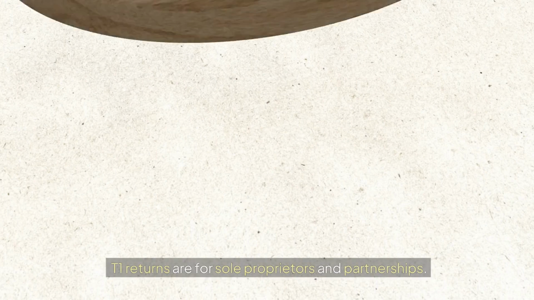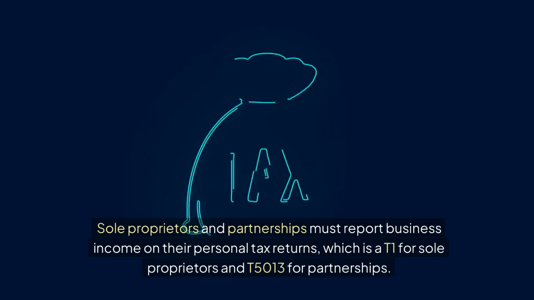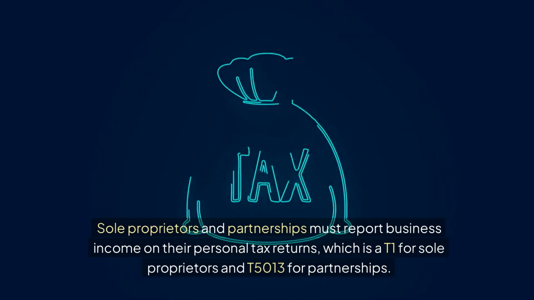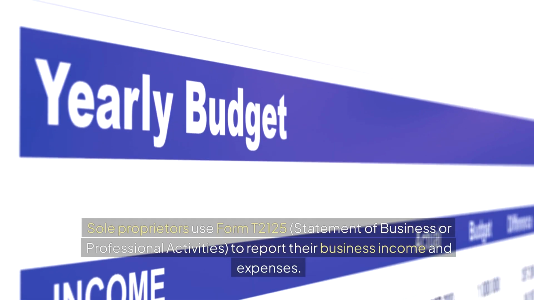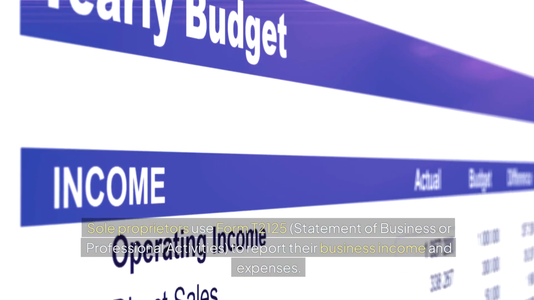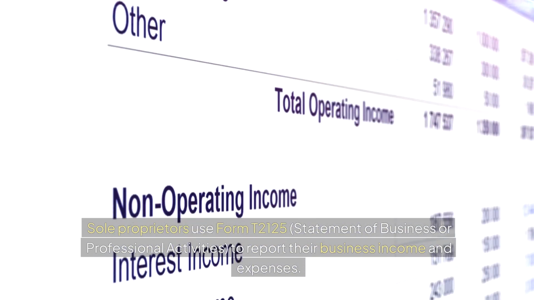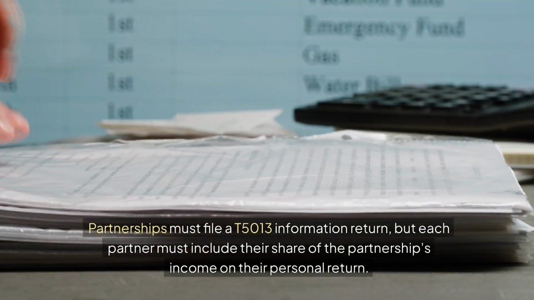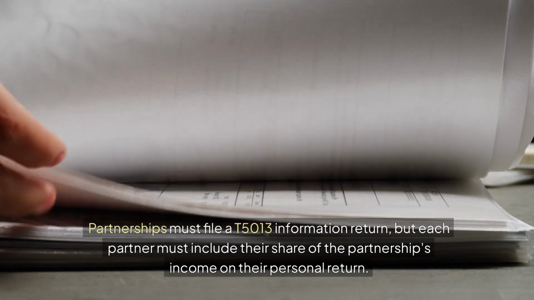T1 returns are for sole proprietors and partnerships. Sole proprietors and partnerships must report business income on their personal tax returns, which is a T1 for sole proprietors and T5013 for partnerships. Sole proprietors use Form T2125, Statement of Business or Professional Activities, to report their business income and expenses. Partnerships must file a T5013 information return, but each partner must include their share of the partnership's income on their personal return.